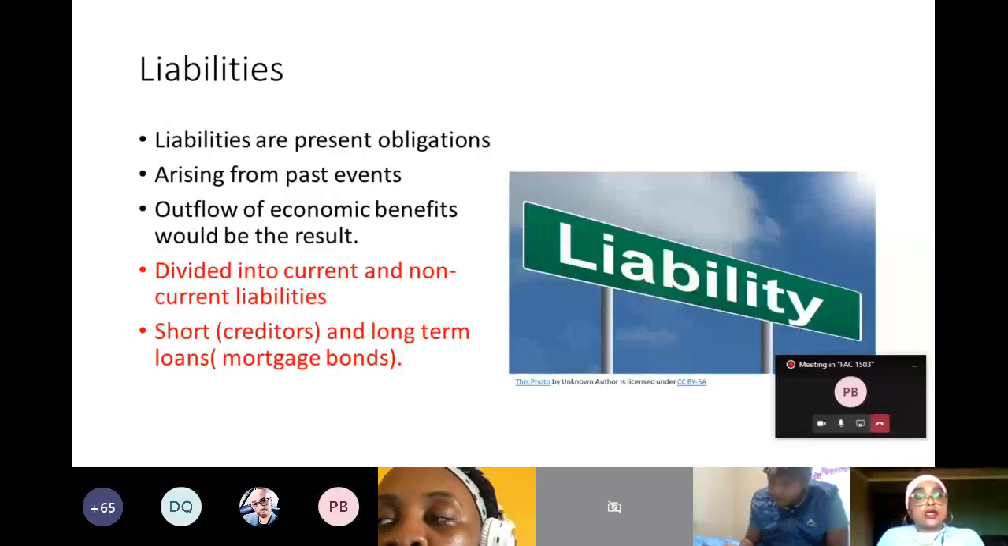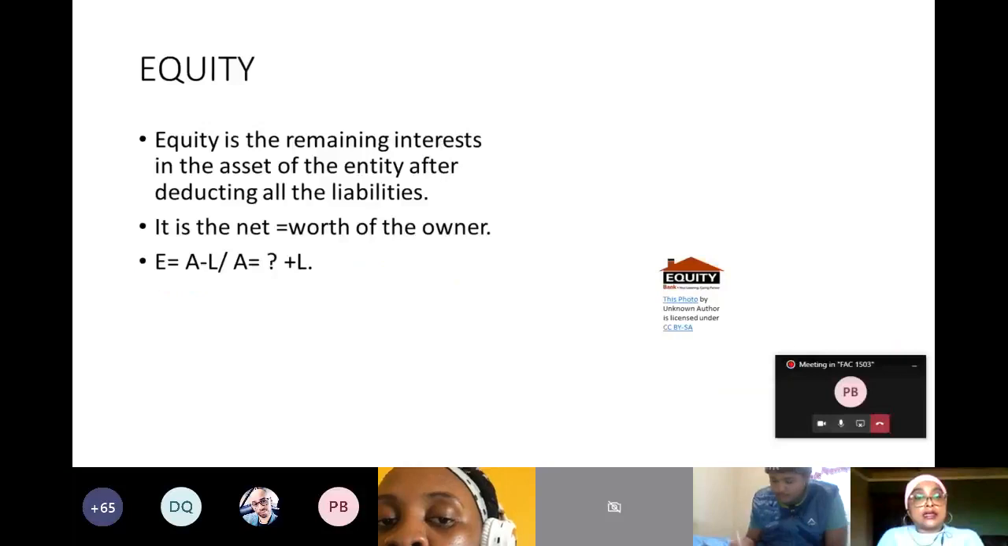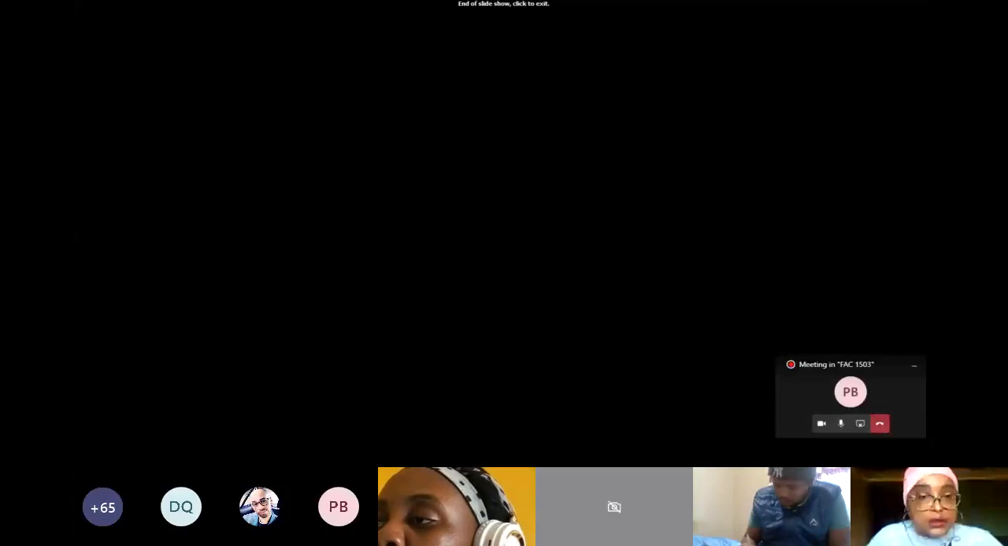Equity. Now, equity is the remaining interest in the assets of the entity after deducting all the liabilities. So basically, equity is your net worth as an owner, right? So if I take my assets in my business, it's worth 100,000, and my liabilities is 20,000. I am then worth, or my business is worth 80,000 rand. Okay. So let's continue.